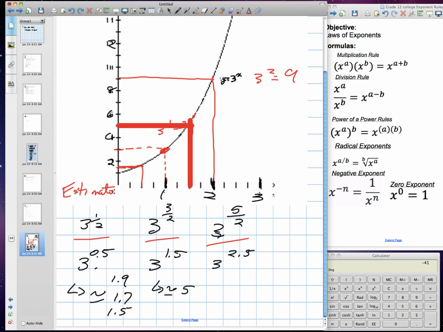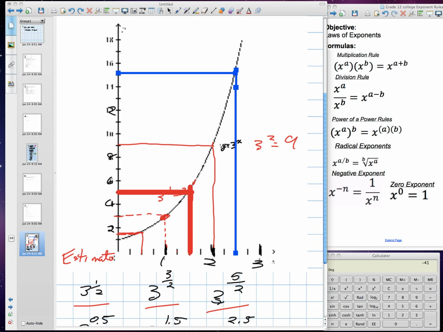And again, the same idea, 3.25. If you would have drawn a straight line up, we'll do this one in blue. And it goes way up there. All right, so when you approximate this, something over 15 would probably be a good approximation. 15.2, something like that.